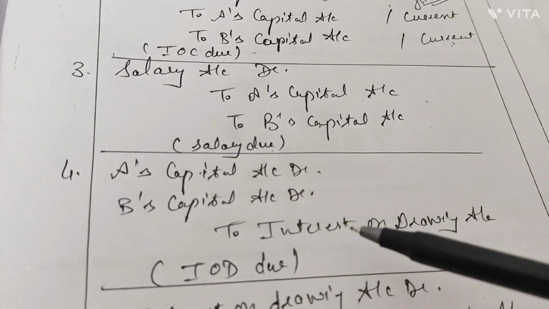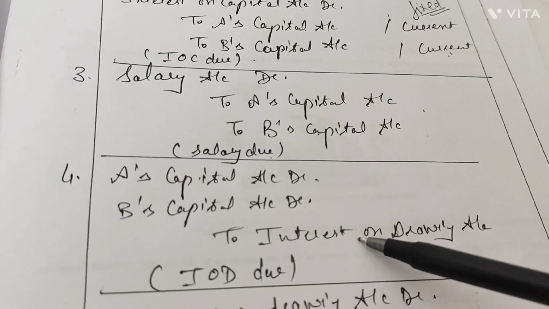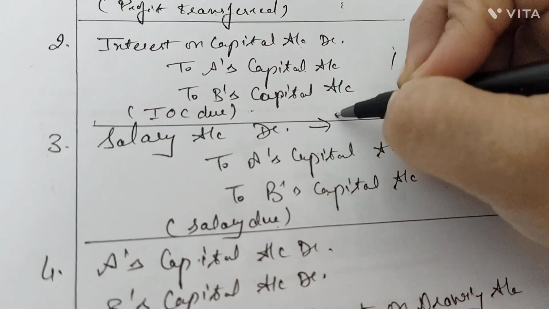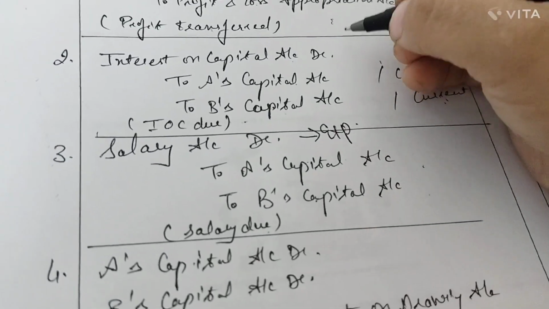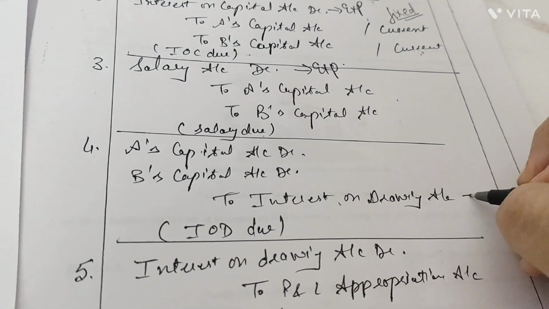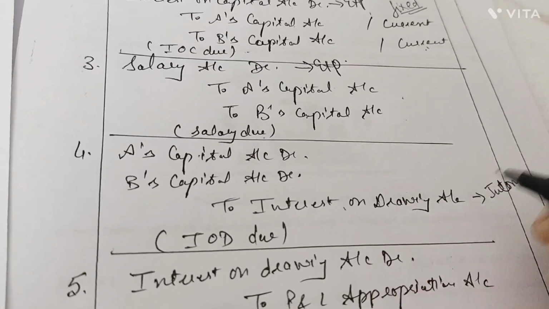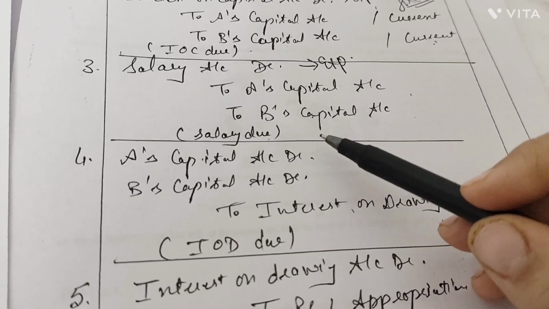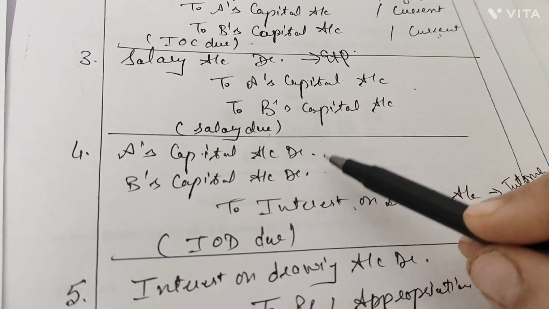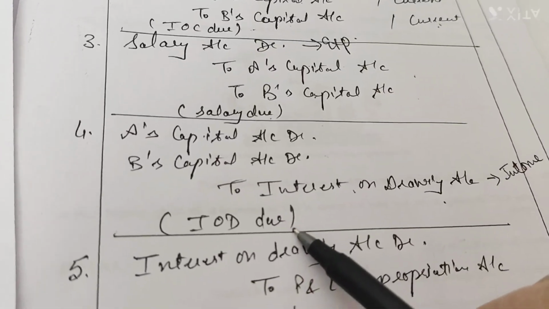Now, if there is interest on drawings, this entry will become opposite because interest on drawings is income. Expenses are debited, right? Expenses have been debited here and incomes are credited. So interest on drawings is income to the business, IOD is credited. From whom was it receivable? That is A and B, so the partners have been debited, being IOD due here, right?